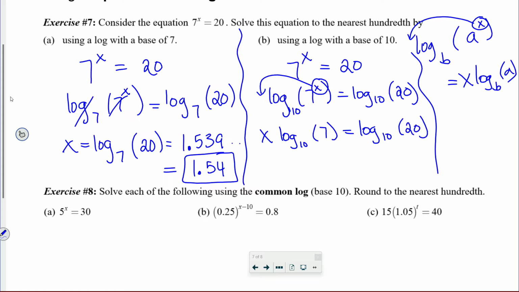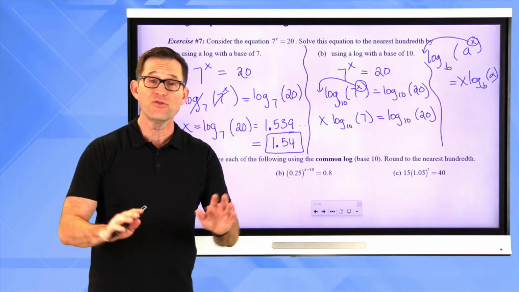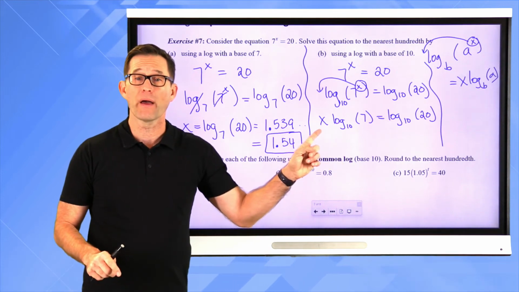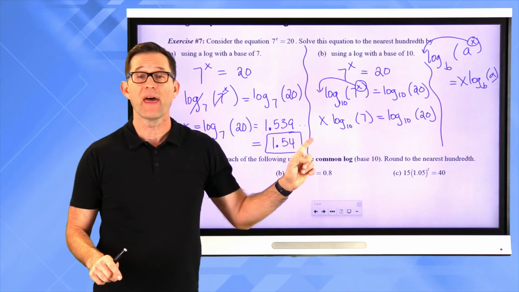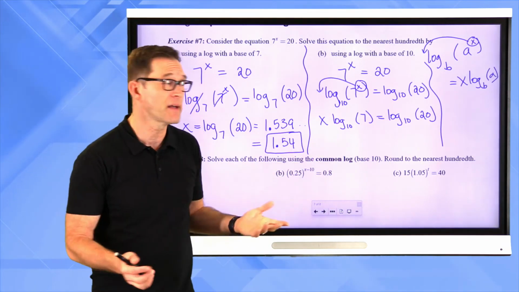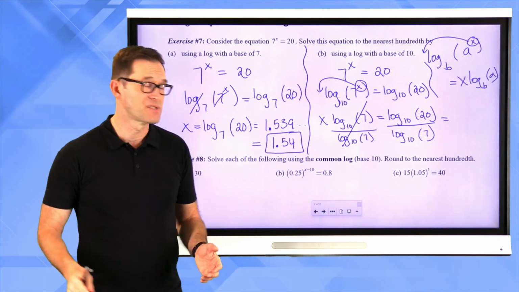Now, the log base 10 of 7 is an ugly number, as is the log base 10 of 20. And I don't want to know what either one of those numbers are. I have a number multiplying x is equal to another number. To get x all by itself, I'm just going to divide both sides of this equation by the number multiplying x. So I'm now going to divide by log base 10 of 7. And here I'm going to pull the calculator out one more time. That'll cancel. So x now is the log base 10 of 20 divided by the log base 10 of 7.